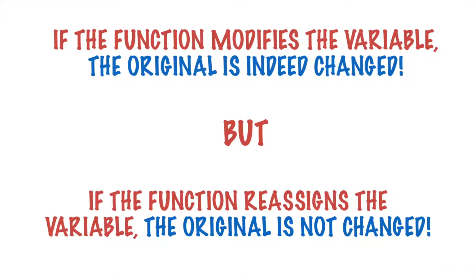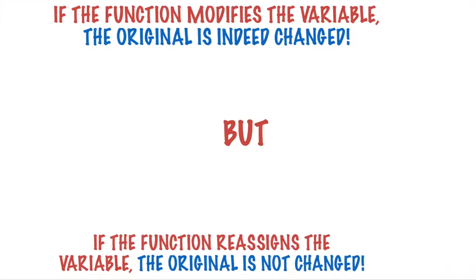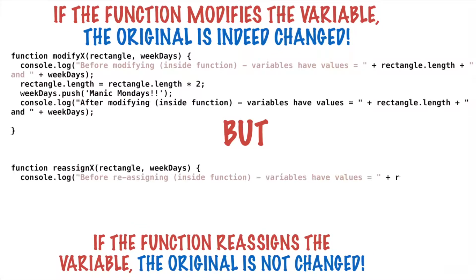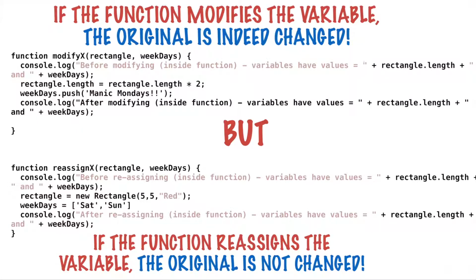Hopefully, now reassignment and modification makes a little more sense to you. If it does not, do not fear. We'll look at this example in detail by using console.log statements to check the initial state and the final states of the objects after modification and after reassignment. Here is the complete code for modify X and reassign X.